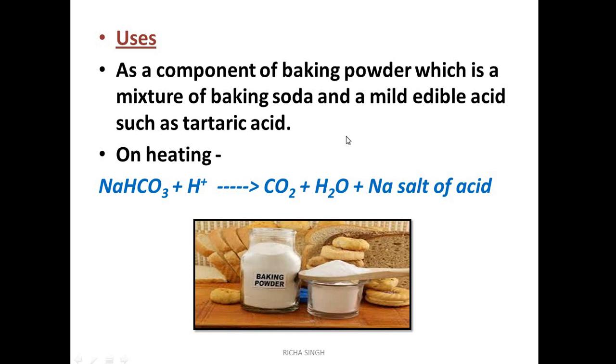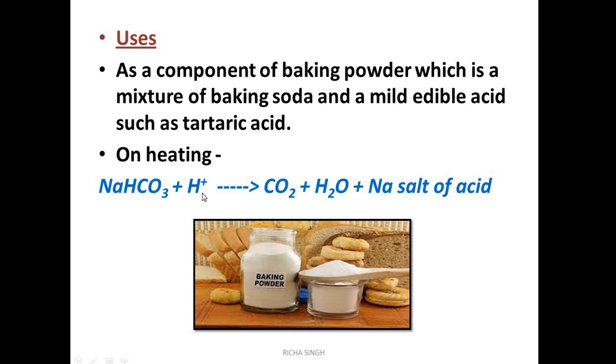Different uses of baking soda are: one of the most important uses of baking soda is in the formation of baking powder. In baking powder, sodium bicarbonate reacts with some mild edible acids, which may be tartaric acid or any other acid. Then it is known as baking powder.